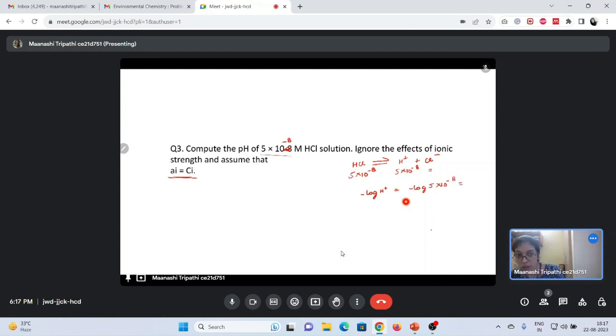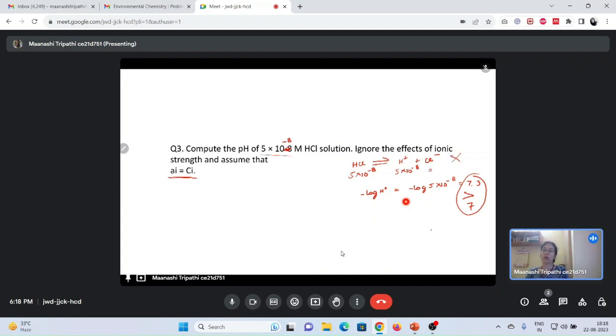What is the pH we are getting? I'll also solve with you. Negative log of 5 times 10 raised to the power minus 8 gives 7.3. But we know an acid always has a pH less than 7, and here it is coming greater than 7. It means this is a very wrong approach.